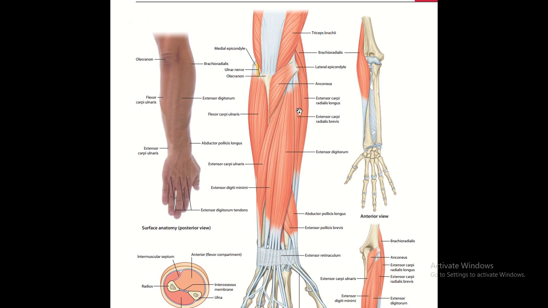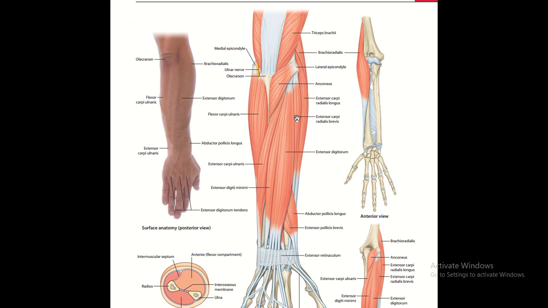Your extensor carpi radialis muscle originates from the lateral supracondylar ridge, and it inserts on the base of the second metacarpal right here. So this is your extensor carpi radialis longus. Another way for you to differentiate it from the brevis is that the extensor carpi radialis longus is a bit slender and long, while the brevis is short and bulky and broad.